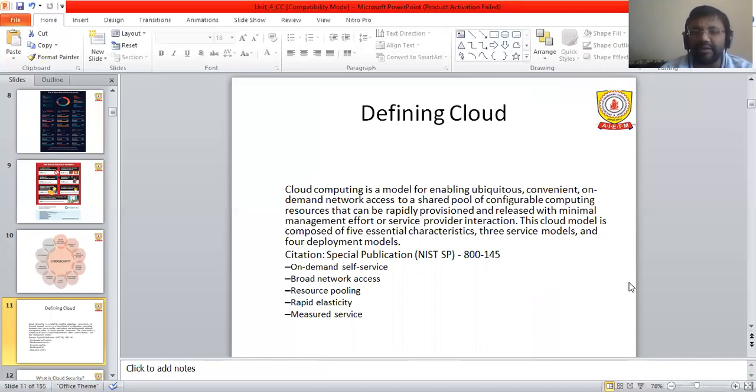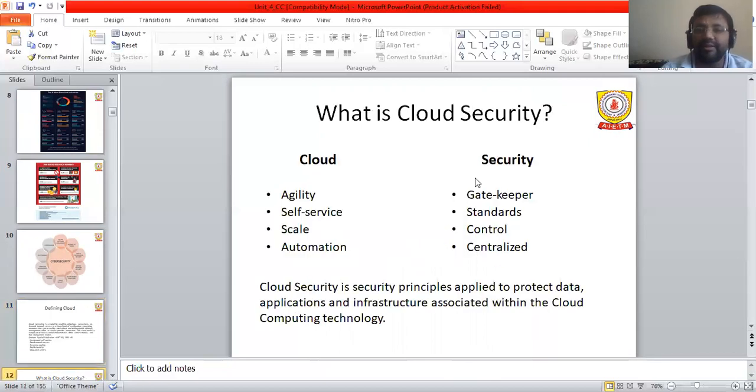According to the NIST publication, the five characteristics are on-demand self-service, broad network access, resource pooling, rapid elasticity, which is scalability, and measured services. So this is how cloud is defined. Now, cloud and security. In the agility model, companies nowadays follow self-service, scaling, and automation. As far as security is concerned, it is about gatekeepers, standards, control, and centralization to ensure quality control and quality assurance. Cloud security is security principles applied to protect data, applications, and infrastructure associated with cloud computing technology.